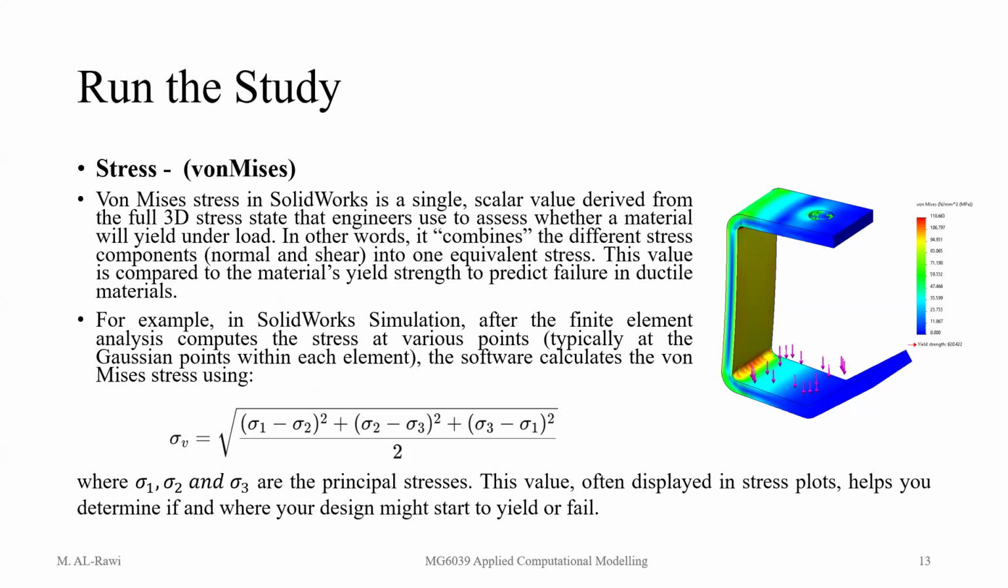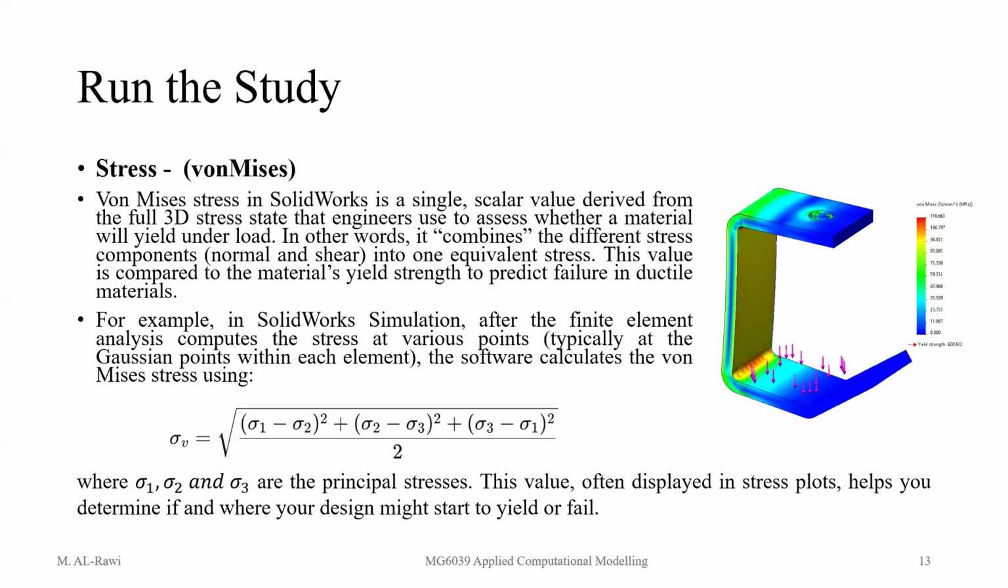This value is compared to the material's yield strength to predict failure in a ductile material. For example, in SolidWorks Simulation, after the finite element analysis computes the stress at various points, typically at the Gaussian points, which we described before, the software calculates the von Mises stress using this equation. So we have principal stress 1, principal stress 2, and principal stress 3, and they are calculated similar to Mohr's circles, but instead of one plane, there is one coming towards us. So 3-dimensional principal stresses. This value, often displayed in stress plots, helps you determine where your design may start to yield or fail.